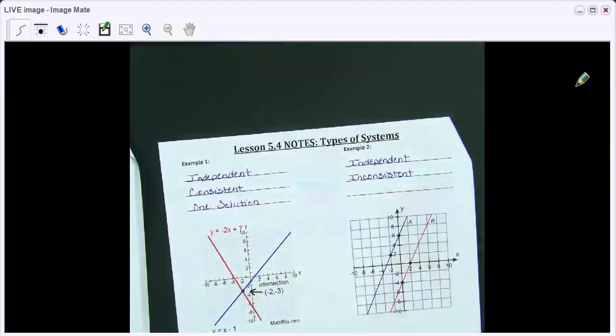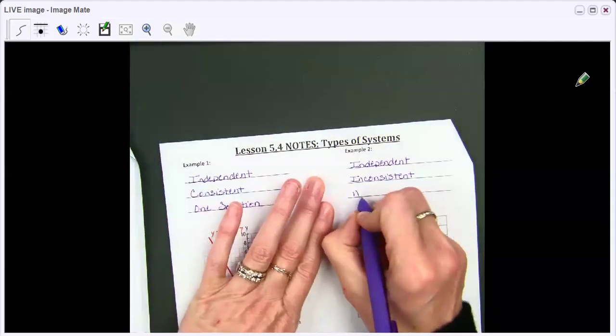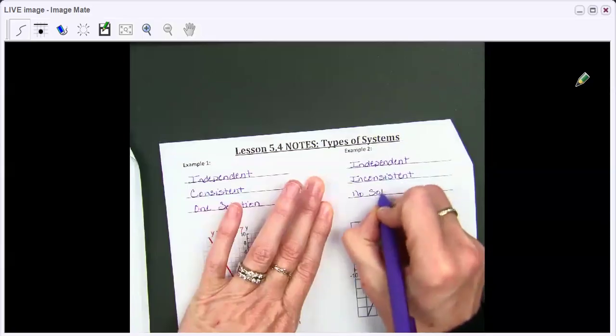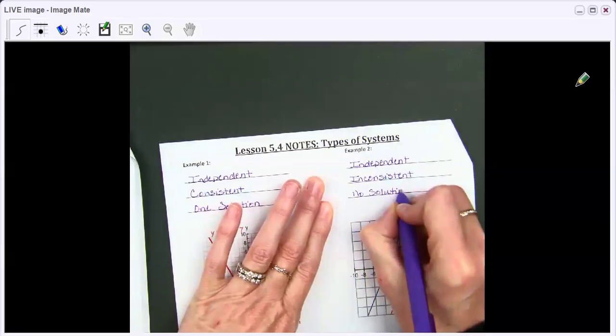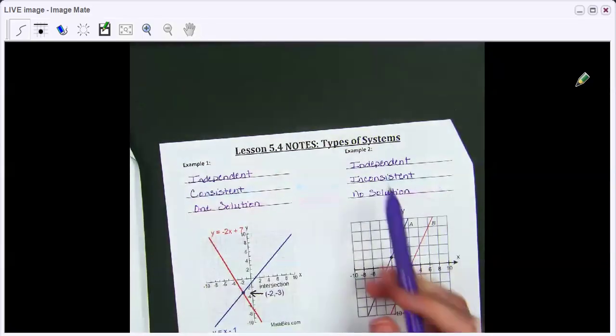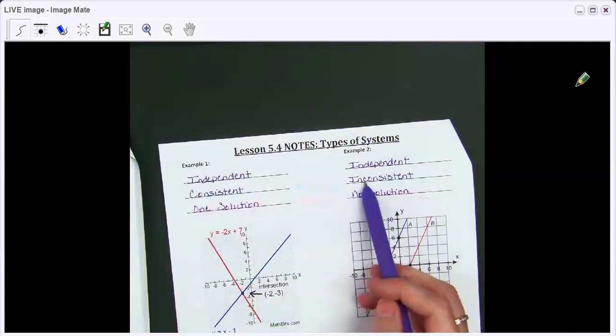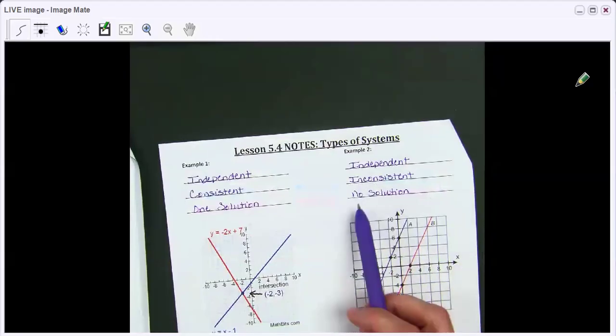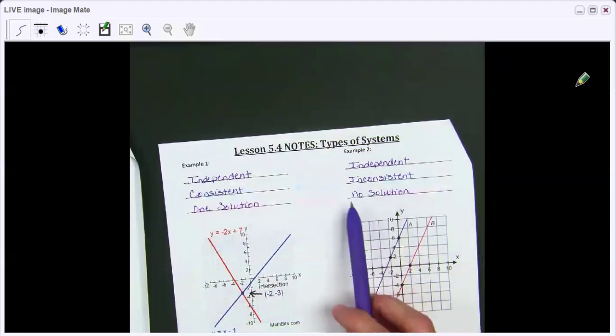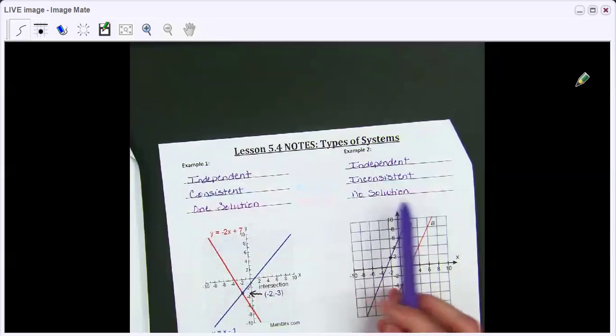And because they do not intersect, they have no solution. Okay. So inconsistent could be INCON, and consistent can be CON if you want to abbreviate it. And solution can be SOL. So no SOL.